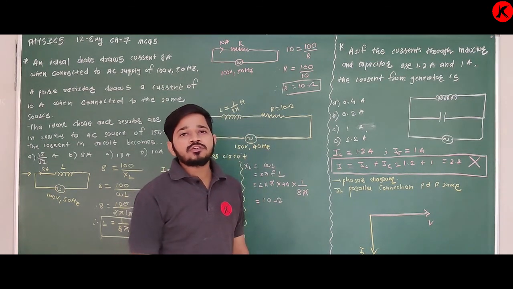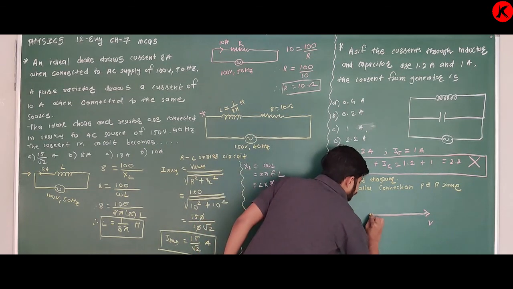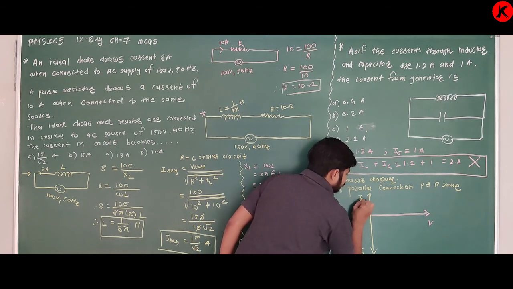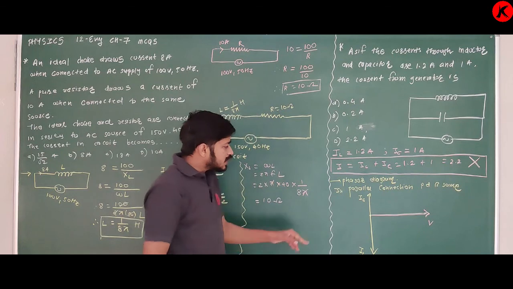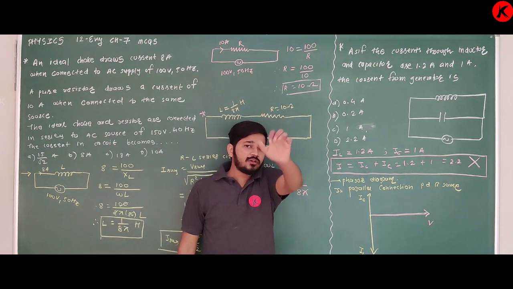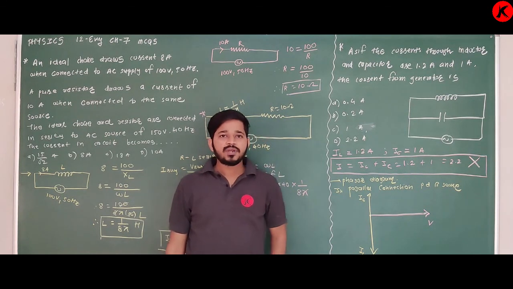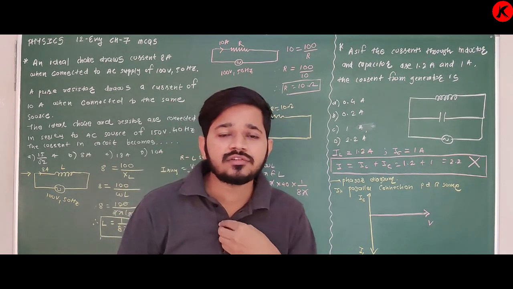For a capacitor, we know that current leads voltage by phase pi by 2. So IC will be in this direction. From the figure it is clear that IC and IL are not in the same direction. Then how to find the resultant?